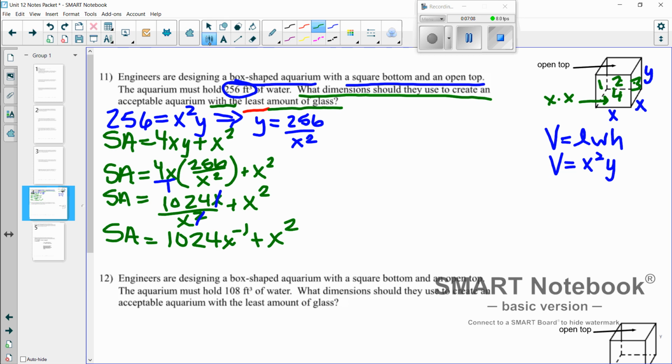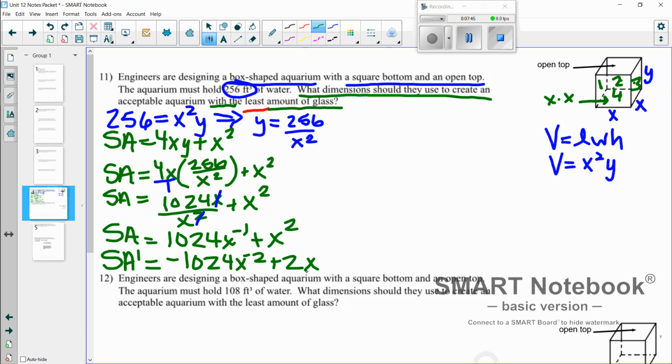Okay, and the derivative is going to be, right, if we just use the power rule, use that power rule. Actually, this would be a good time to pause it and use that power rule. But the power rule is going to get us -1024 x to the -2 plus 2x. Okay, so that is the derivative of the surface area, right? This is what we're doing. We're taking that derivative so we can find the minimum and maximum. Here, minimum, right? So there's our derivative of our surface area.